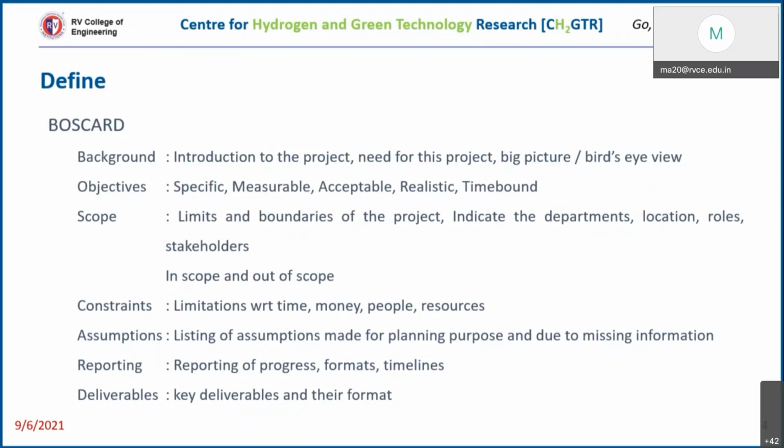So you start with the background. All these things you need to represent within just 4 or 5 lines.